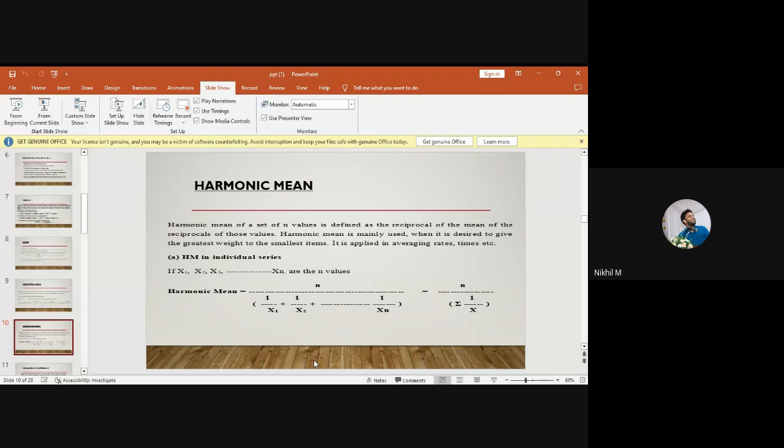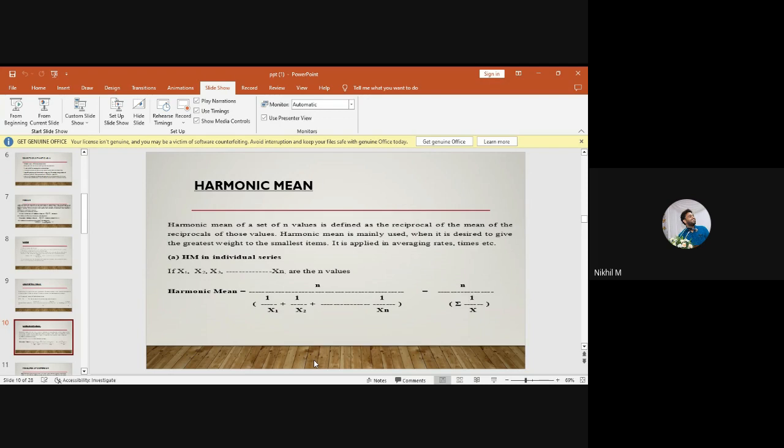The harmonic mean is calculated as n divided by sigma 1 by x, where n is the number of items. In discrete and continuous series, the harmonic mean is calculated as n divided by sigma f into 1 by x, where f is the frequency.